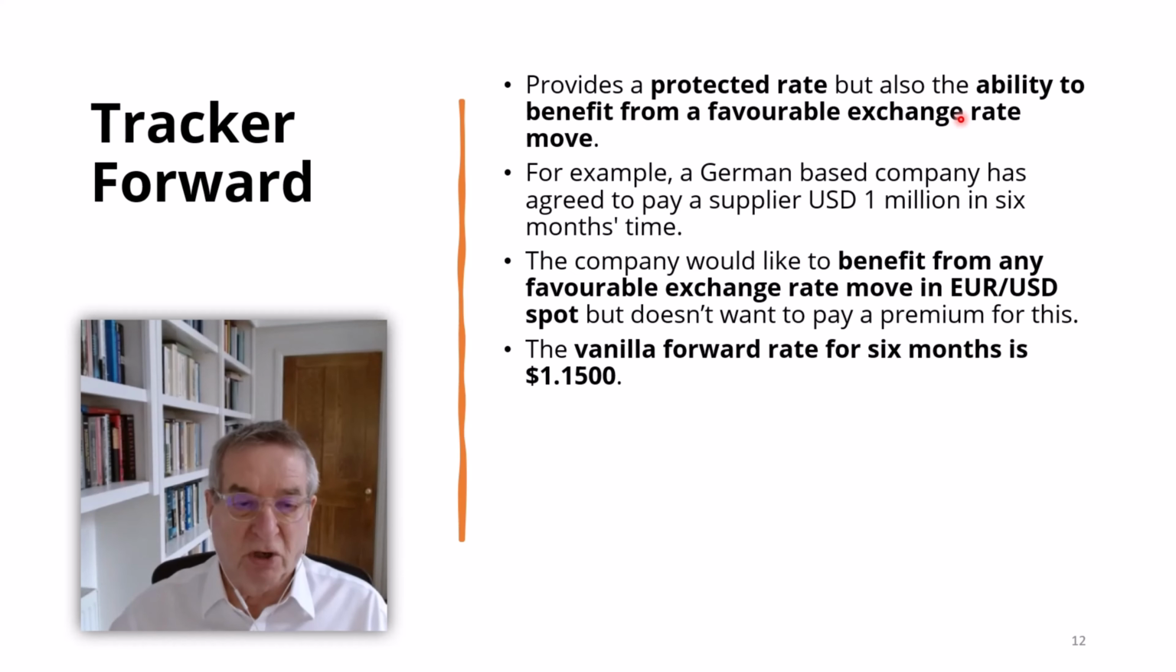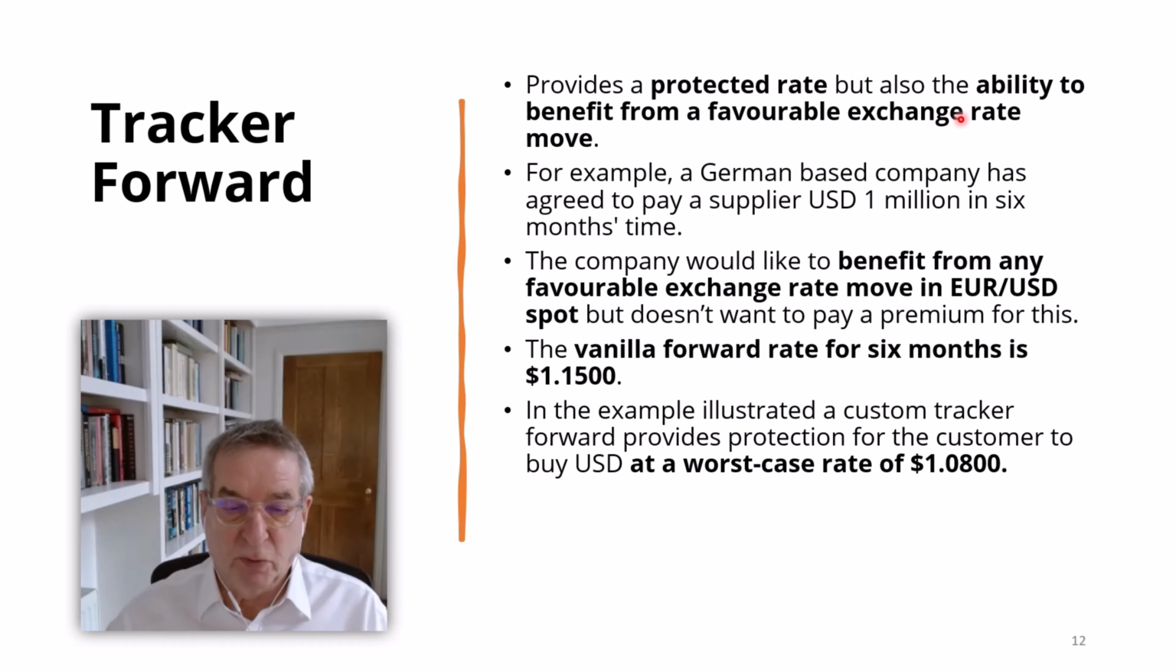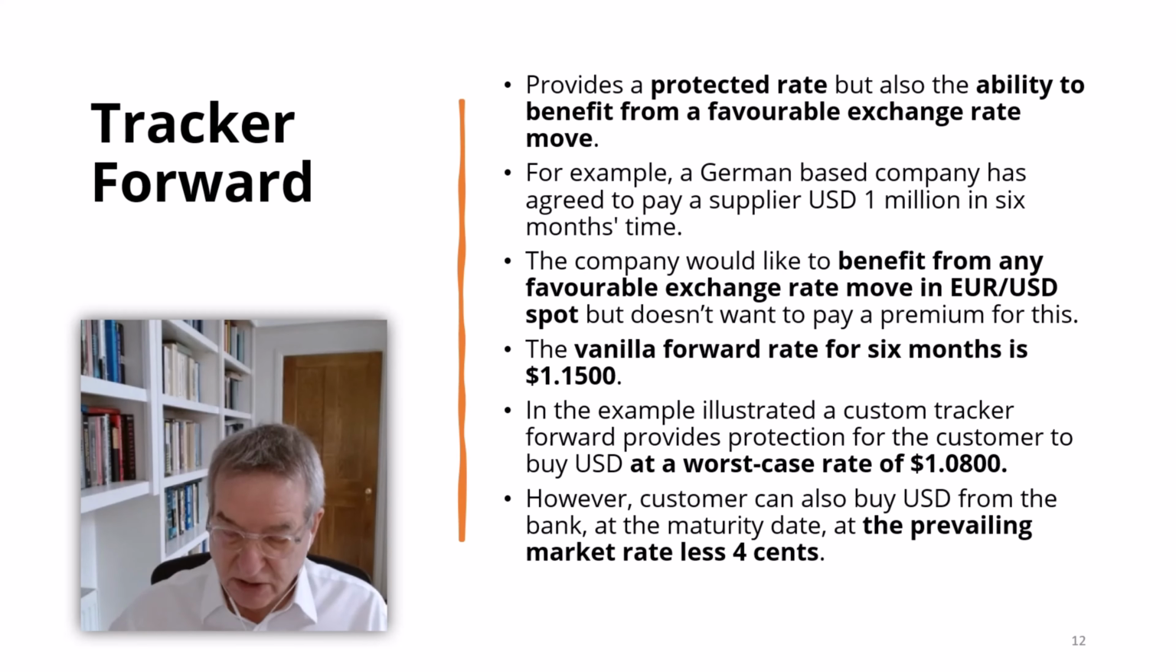Now, let's suppose in the example, the vanilla forward rate for 6 months is 1.15. In the example, which I'm going to show on the next couple of screens, the forward provides protection for the customer to buy USD at a worst case rate, the protected rate, let's say of 1.08. However, the customer also has the opportunity to buy USD from the bank at maturity at the prevailing market rate, less, let's say, 4 cents.